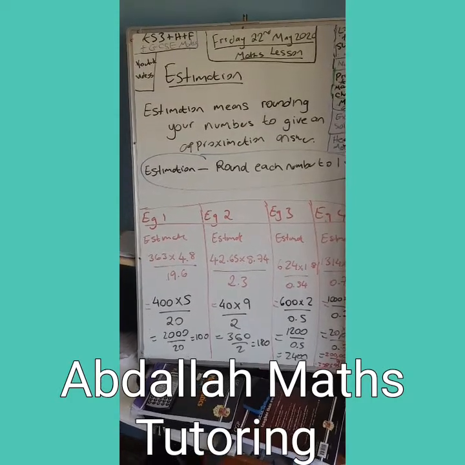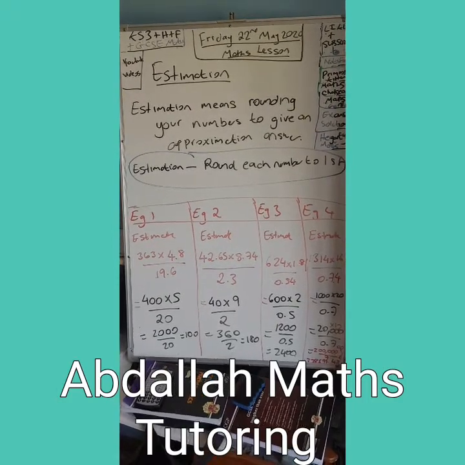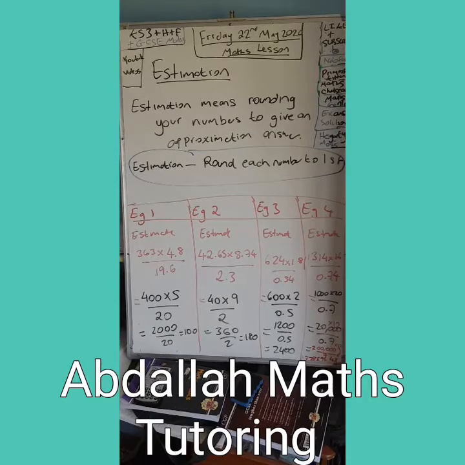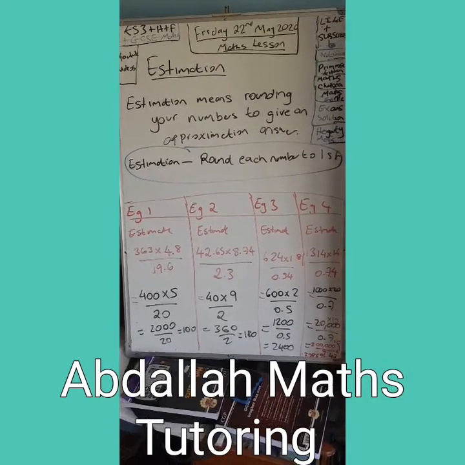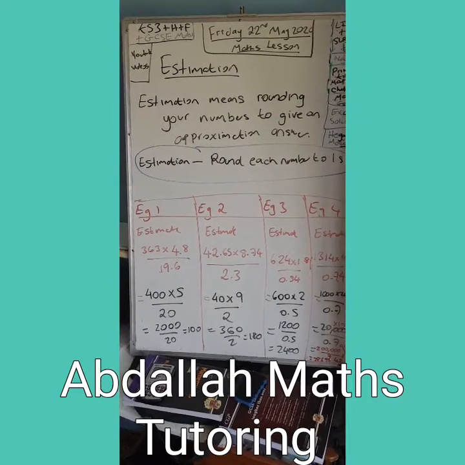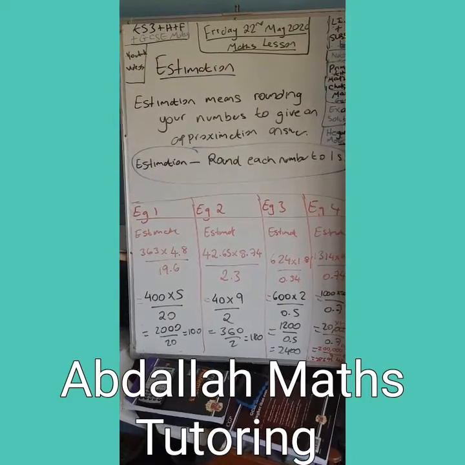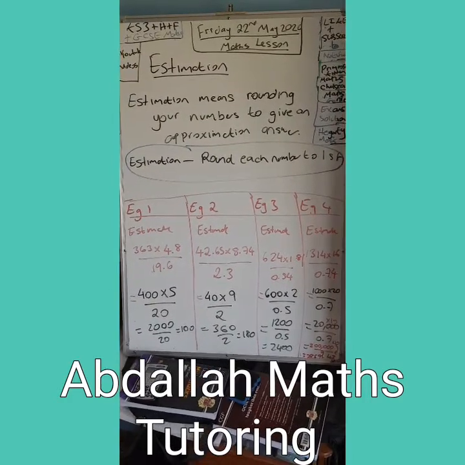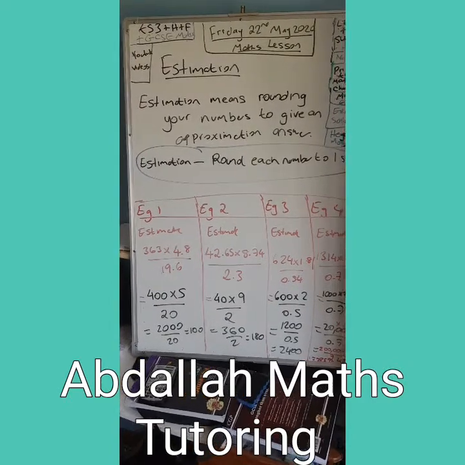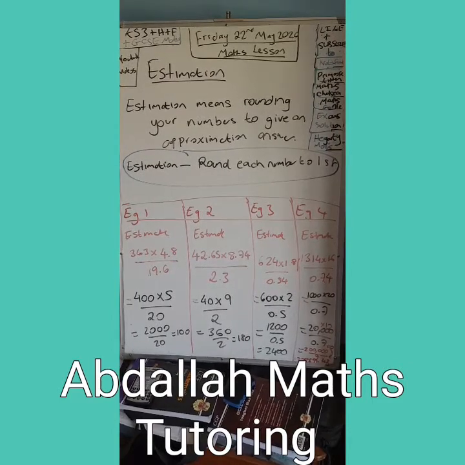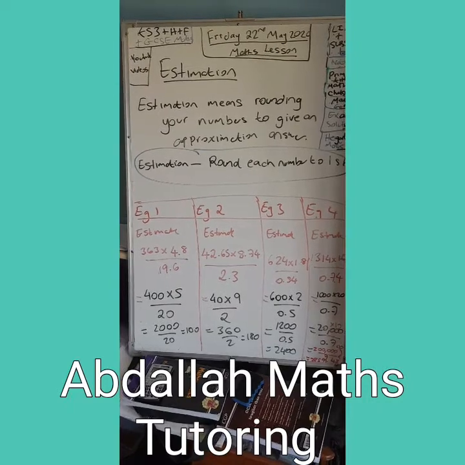For example, a very common example is if I went to the shop and was buying an item. Let's say that item cost 96p per item, and I bought 15 items. I would estimate it would cost me around £15, because 96p is approximately £1. £1 times 15 would give me £15. So that's a practical example of where this can be used in real life.